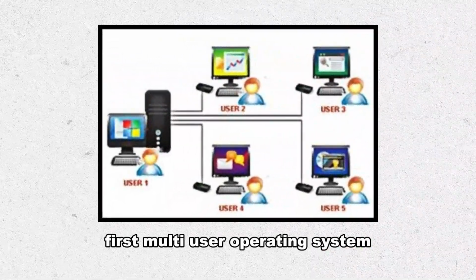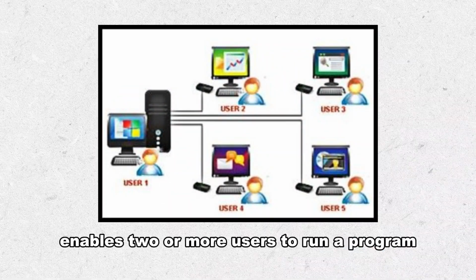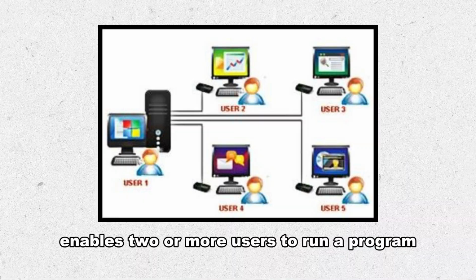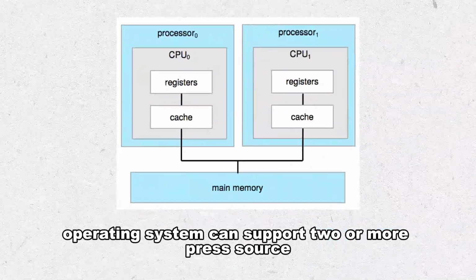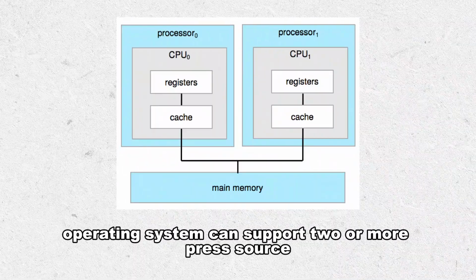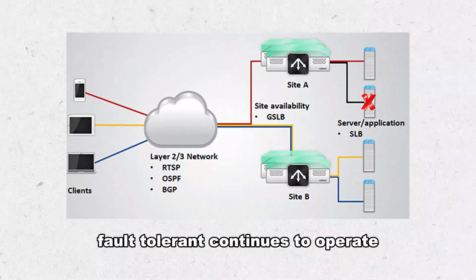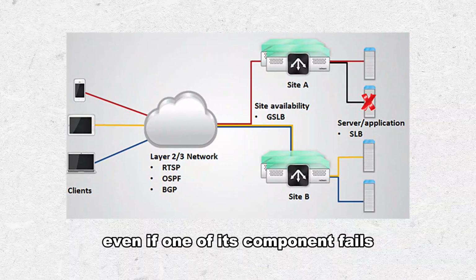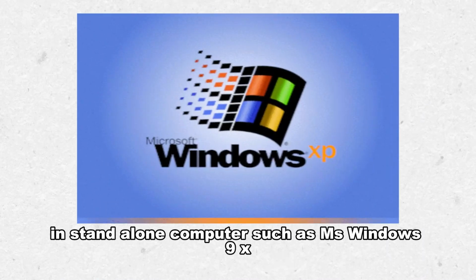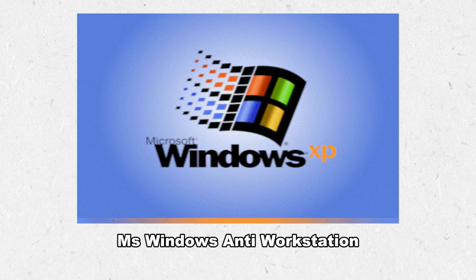First, multi-user. Operating system enables two or more users to run a program simultaneously. Multiprocessing. Operating system can support two or more processors running programs at the same time. Fault tolerant. Continues to operate even if one of its components fails. A program that controls activities in a standalone computer, such as MS Windows 9X, MS Windows NT Workstation.